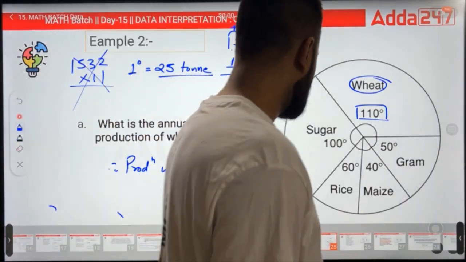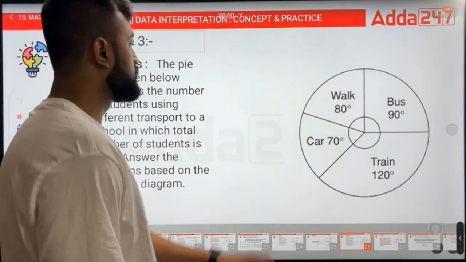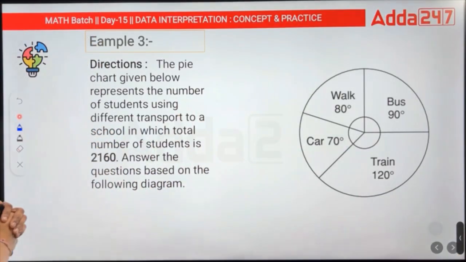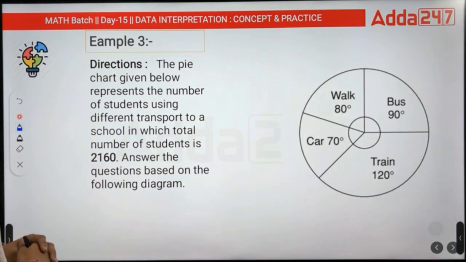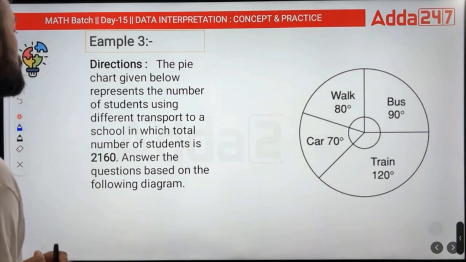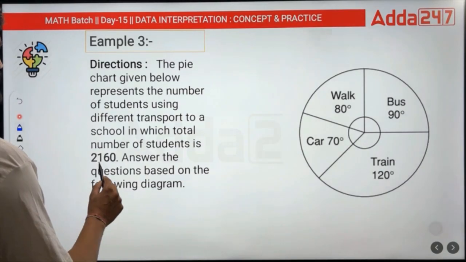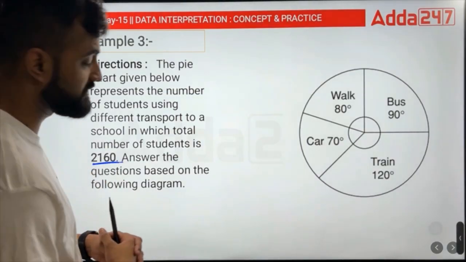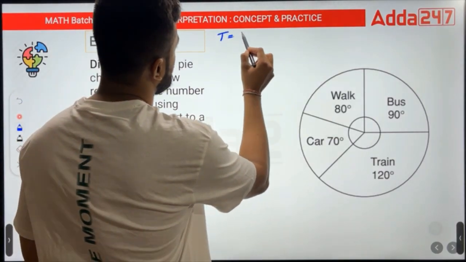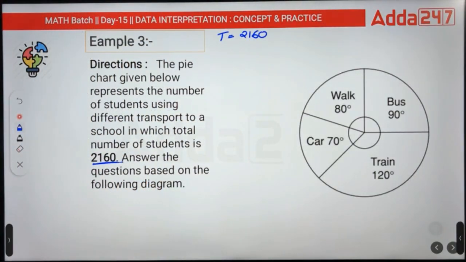Next. What is the next question? Let me see. Okay, now the question is different. See, let's see what data they have given out here. So first, let's read the main question. The pie chart given below represents the number of students using different transport to a school, in which the total number of students is 2160. Okay, sir, 2160 is my total students. Answer the question based on the following diagram.